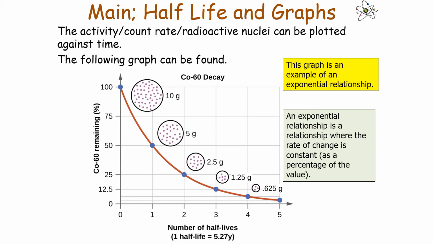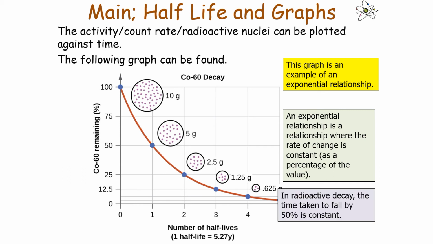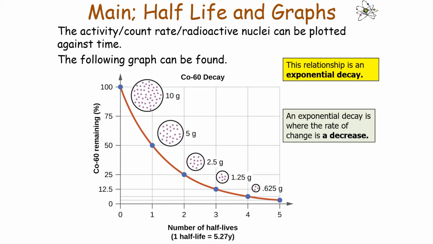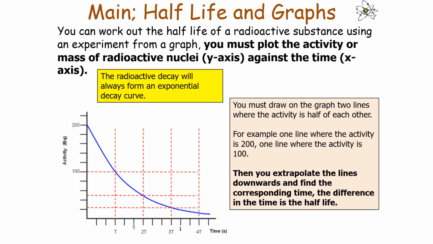So in radioactive decay it's an exponential relationship because the time taken to fall by 50%, the half-life, is constant. Now we know that this is an exponential decay because the rate of change is a decrease. The actual amount of radioactive nuclei decaying is slowing down. Now we can actually work out the half-life of a substance via graphical methods.